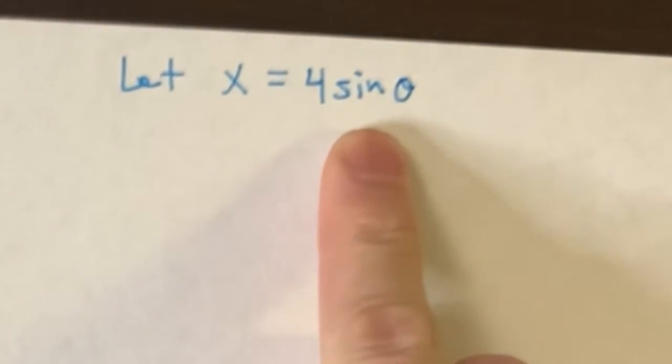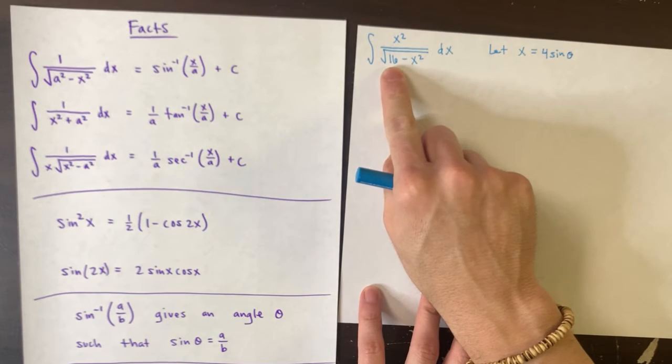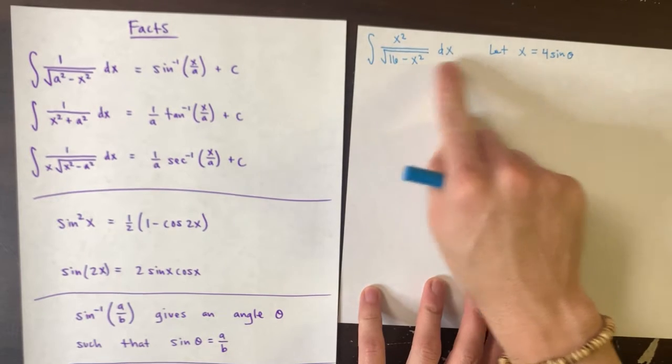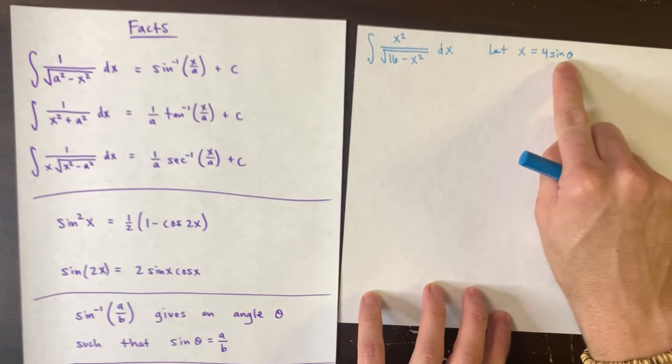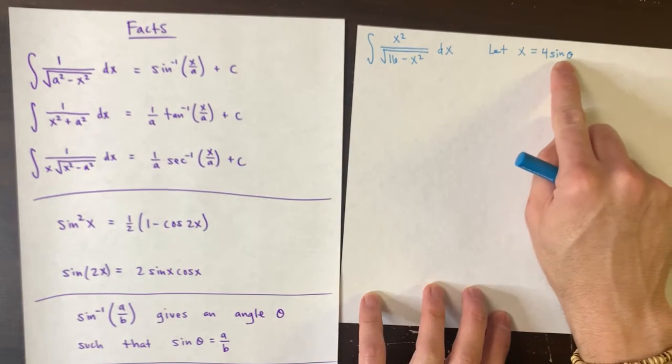Now let me show you how I got this. So it's going to be x equals, I got 4 because it's the square root of that. So if this was like 49, that would have been 7. If that was 81, that would have been 9. And the reason I got sine is because I'm going to use this function. I know it's inverse, but when you do the substitution, it's just sine.